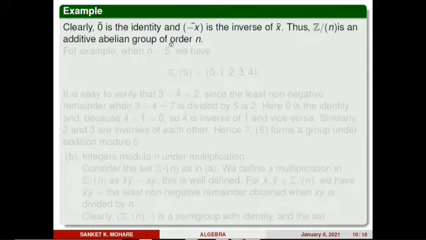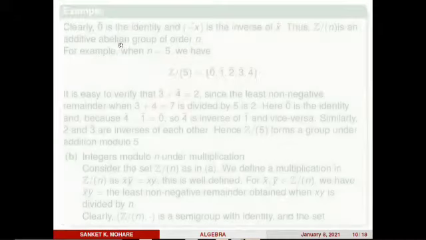And this is called the integers modulo n group under addition. So Zn is an additive group. Also it is an abelian group. Why is it an abelian group?